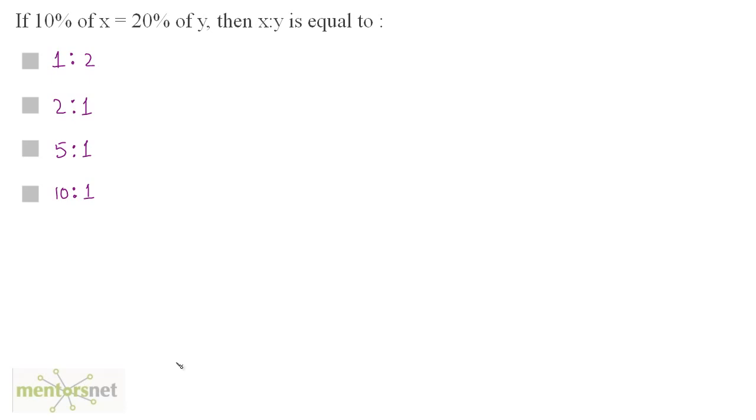If 10% of x is equal to 20% of y, then the ratio x is to y is equal to. This question is again very simple. We have 10% of x is equal to 20% of y. So 10% of x can be written as 10 by 100 of x is equal to 20% of y, which is 20 by 100 of y.